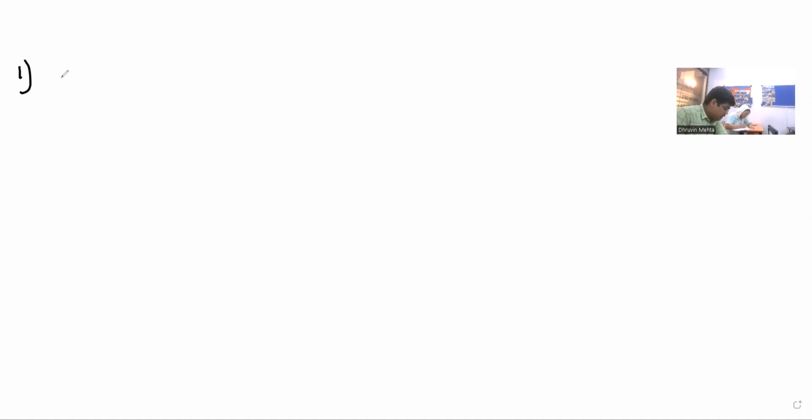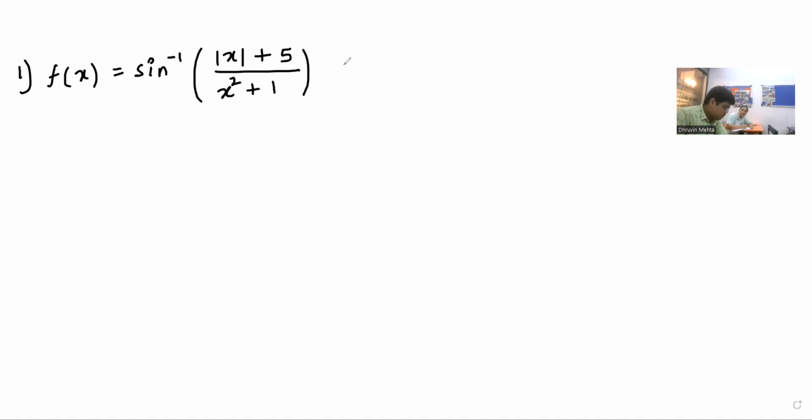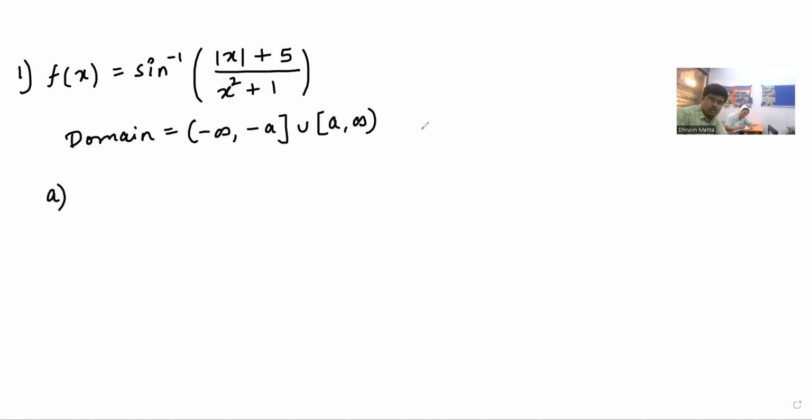The first question that we are taking is the domain of the function f of x equal to sine inverse of (mod x plus 5) upon (x square plus 1). The domain is already given. So the domain is minus infinity to minus a union a to infinity. And we have to find the value of a over here. The question is to find the value of a.